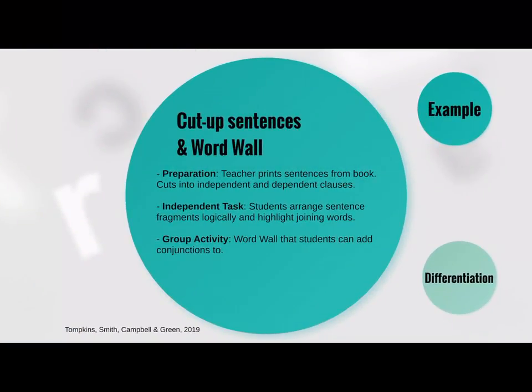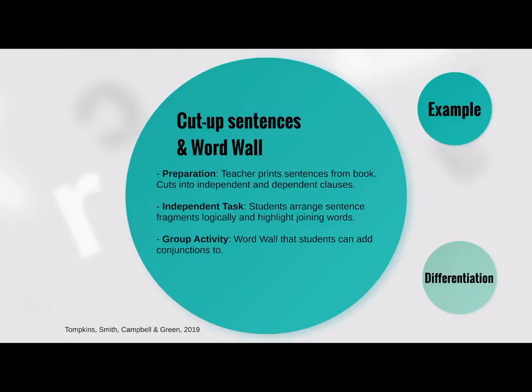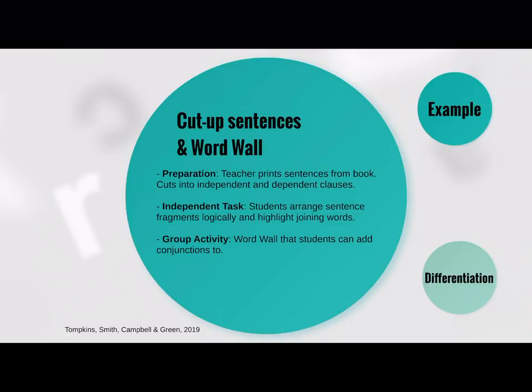This is a guided reading activity that clarifies how complex sentences are created. For this teaching strategy, teachers need to print sentences from the book and cut them into fragments of independent and dependent clauses. Students are then required to independently work, arranging the fragments logically and highlighting the joining words. At the end, there's a possibility for the whole class to contribute their findings and to add the conjunctions to a big word wall. This ensures that every student is aware of all conjunctions and nobody is left behind.